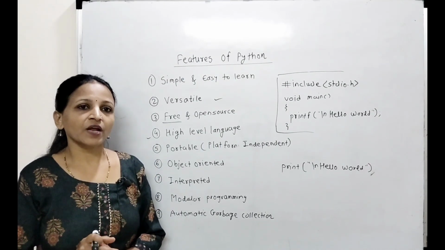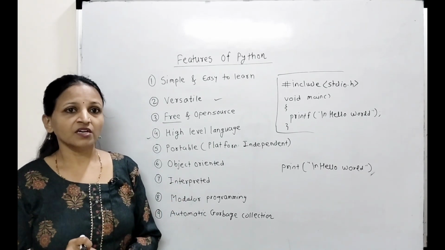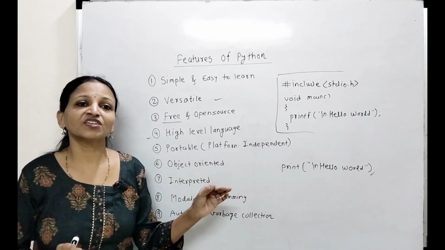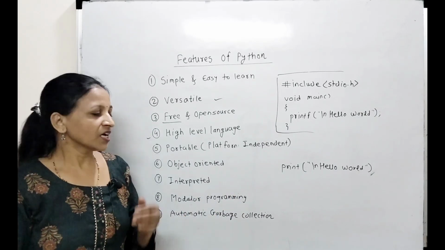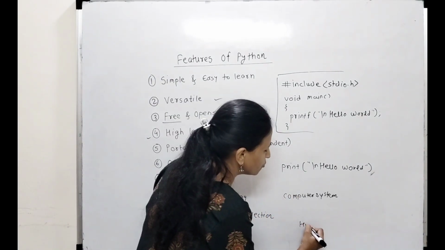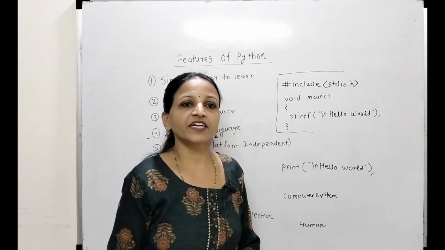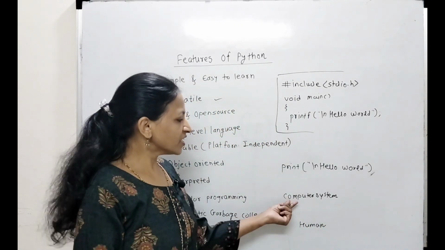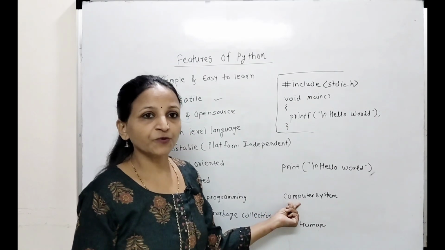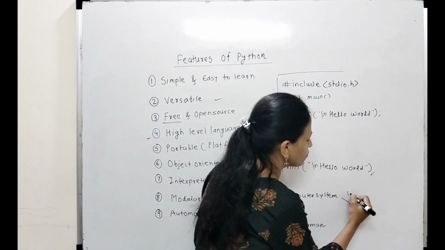Now high level language means it is easy to write for the programmer. Suppose you are writing a program in Python, then it is very easy to write code in Python for the programmer. But it is very hard to understand for the system. Suppose this one is our computer system, this one is a human, a programmer. If you are writing code in any language, and it is easy to understand to the computer system, then that is low level language code.